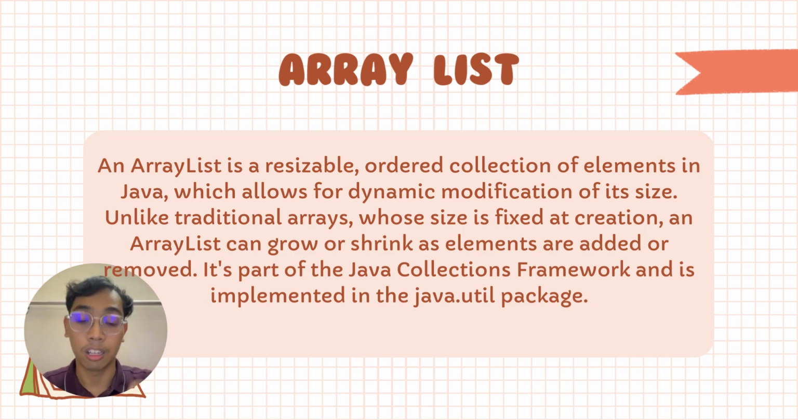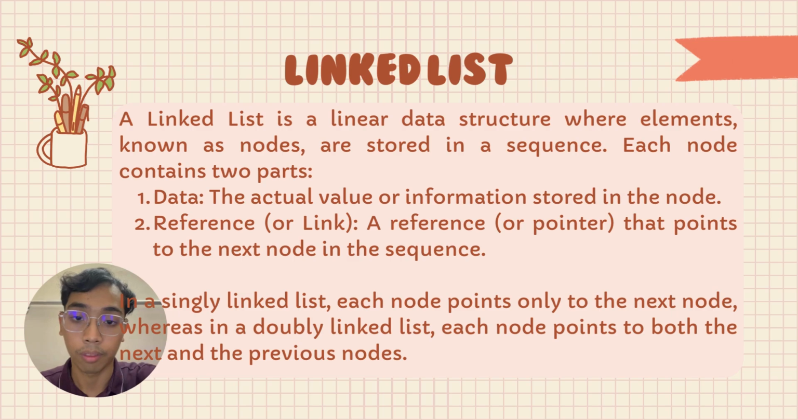Then we have linked list. A linked list is a linear data structure where elements known as nodes are stored in a sequence. Each node contains two parts. First, the data: the actual value of information stored in the node. Second, the reference or link: a reference or pointer that points to the next node in the sequence. In a singly linked list, each node points only to the next node. In a doubly linked list, each node points to both the next and the previous nodes.